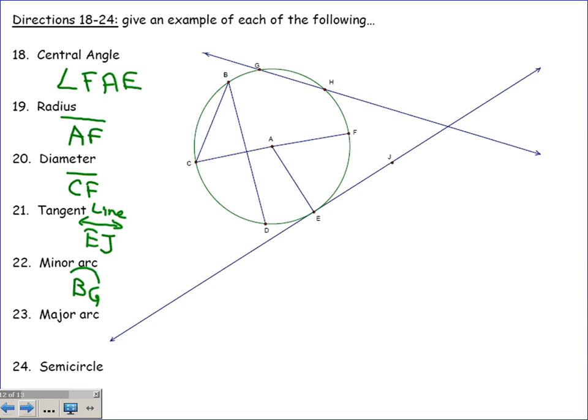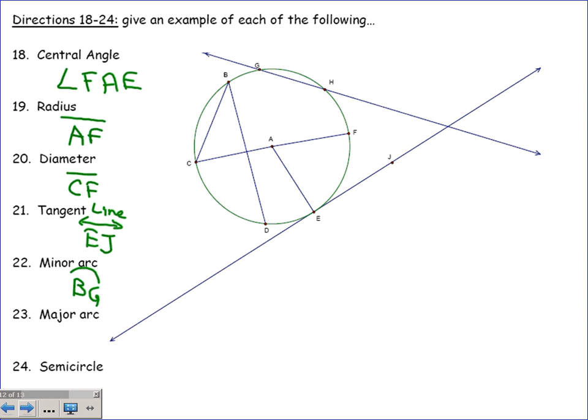BC would work, yep, that's only here to here, that's fine. You could say B to H, B to F, you could say F to E, F to H, F to G, F to B. F to C, that's a semicircle. F to D, D to E, there's tons and tons of them.